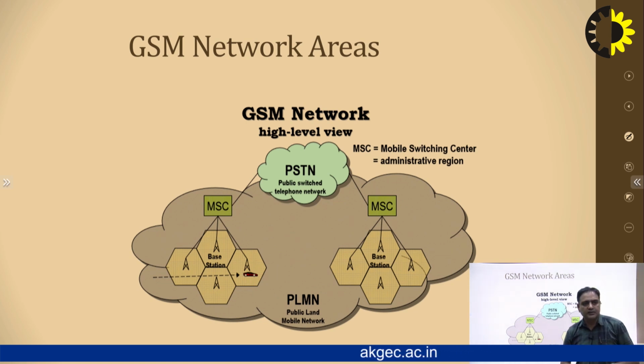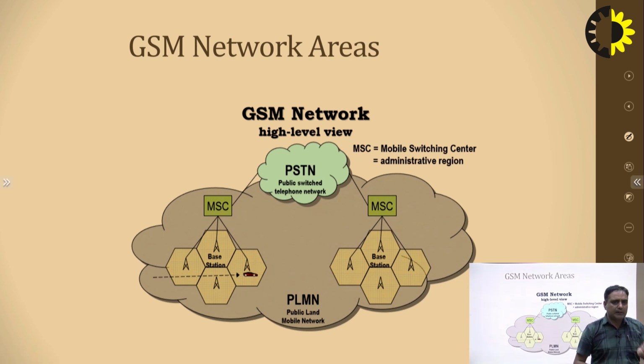So in this diagram you are seeing a cloud shape, meaning a network, a GSM network. In this GSM network the core terminal is the small terminal known as MS, then BTS, then BSC, then MSC, and then the PSTN, public switched telephone network. This is known as the GSM network.